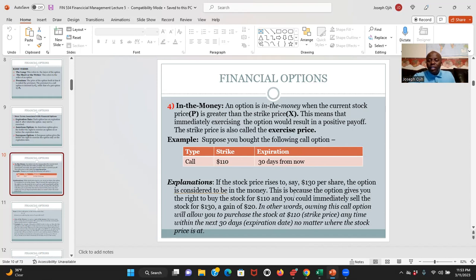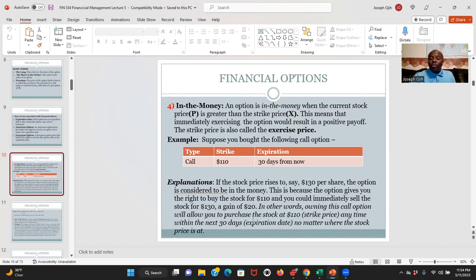Why? Because if you exercise it, it means that you can buy the stock at 110, because it gives you the right to buy it at 110. And since you signed the contract, the seller can only sell that stock to you at 110, no matter what the market is doing. So you buy it at 110 and the price jumps to 130. The seller cannot sell it to you at 130 because he had a contract with you. Even if the stock went as high as 150, you have a contract. So you can buy the stock and sell it at 130 or 150 and make a gain. Assume the price went to 130, like the one I have here. That means you can sell it and make a gain of $20.